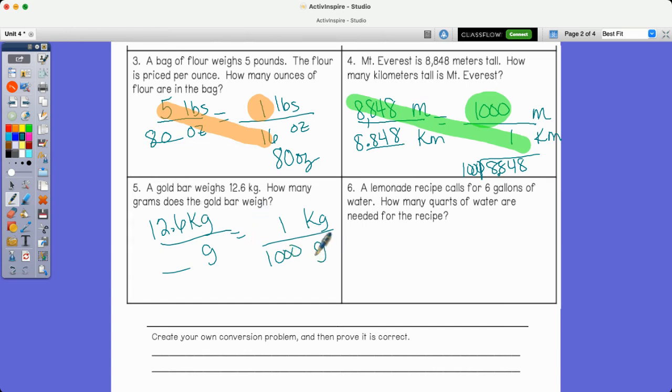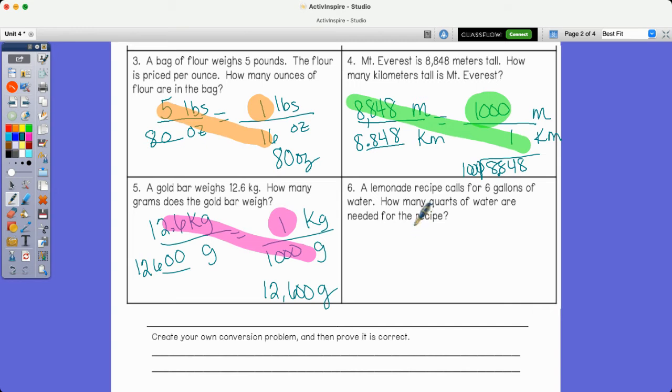Remember, you can look these up on your star chart. We are going to multiply across and then divide by 1. When I multiply across, I get 12,600 grams.